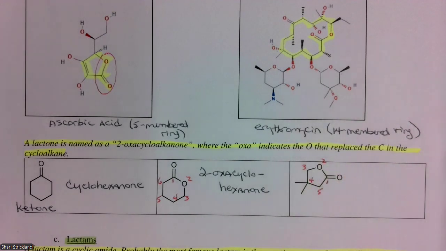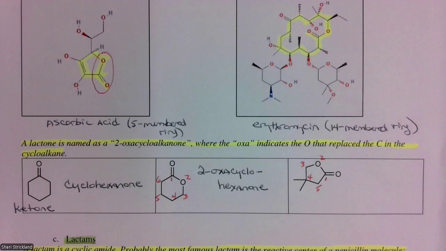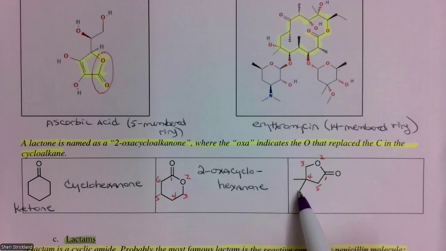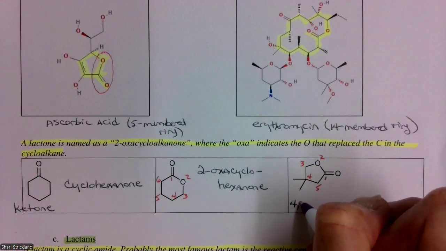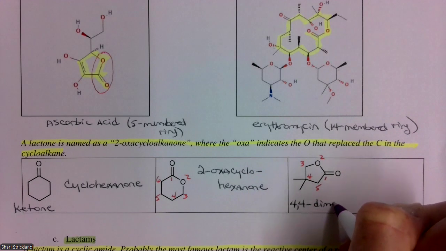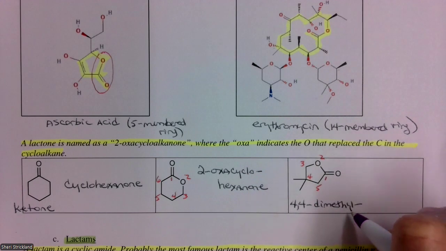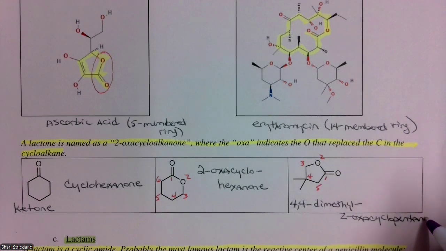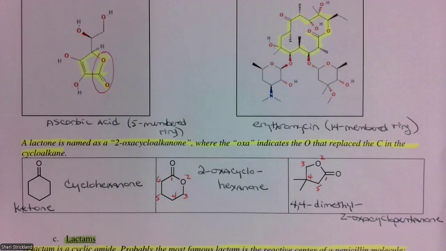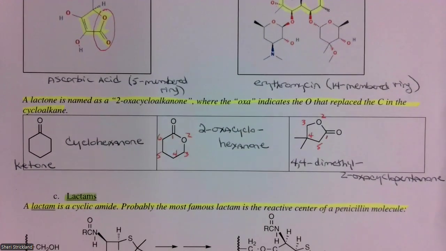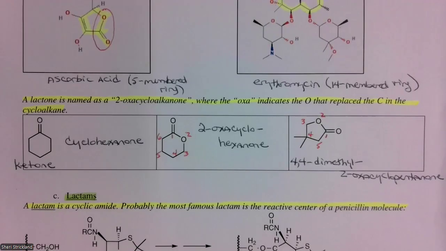All right, so I want you to pause the video and write the name of this compound and then come on back. All right, welcome back. So you can see it's a 2-oxacyclopentanone, and it has a couple of methyl groups attached to carbon 4. So if you've got 4,4-dimethyl-2-oxacyclopentanone, you are correct. Good job.